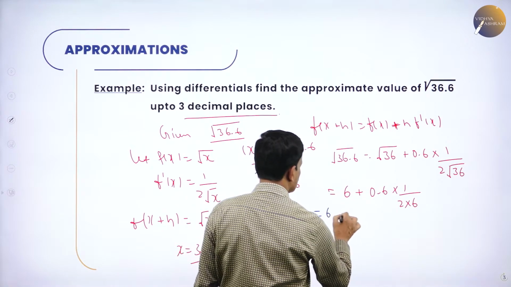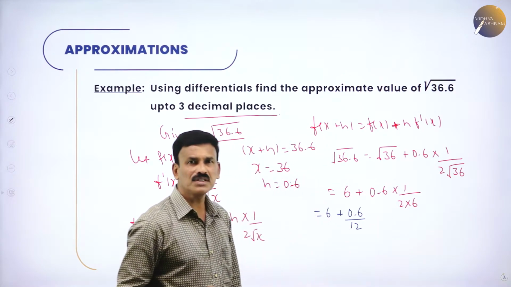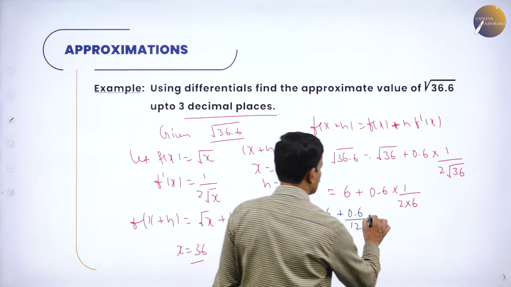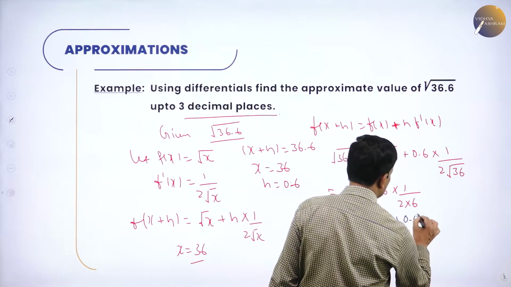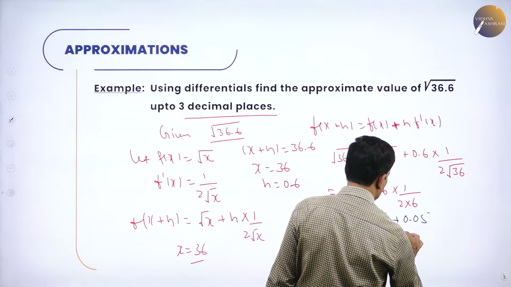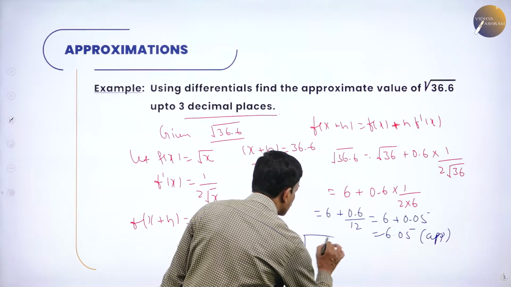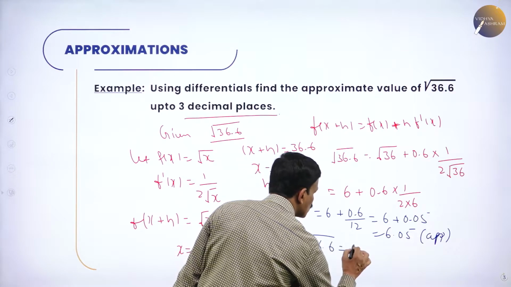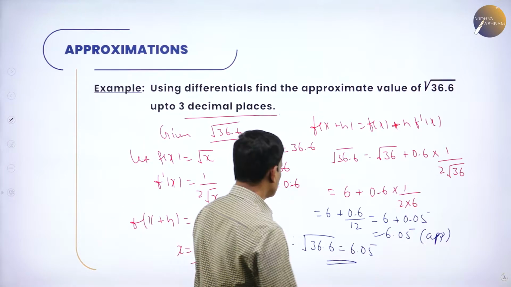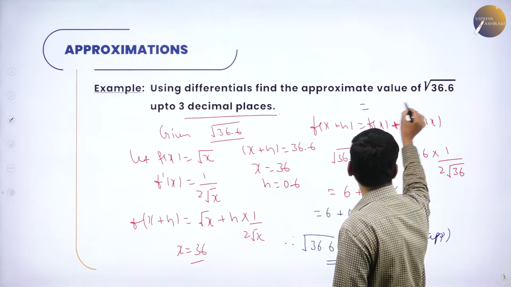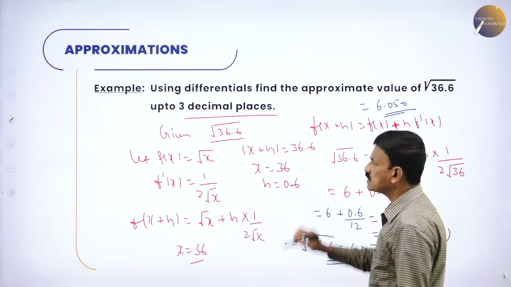So this is equal to 6 plus 0.6 divided by 12. Now simplify this, that's it. Now this can be written as 6 plus 0.6 divided by 12, which is nothing but 0.05. If you add, 6.05 approximately. So, therefore, the square root of 36.6 is equal to 6.05 approximately. That's it. So, therefore, the approximate value of this is equal to 6.050, correct to 3 decimal places.